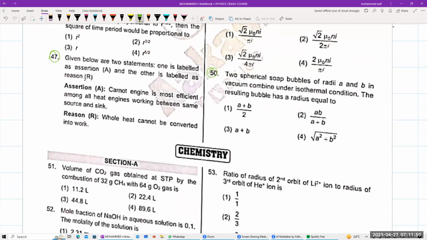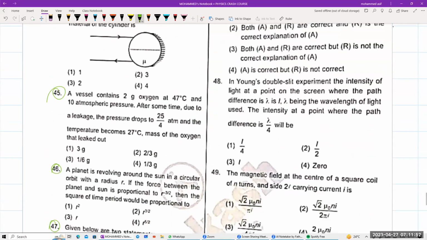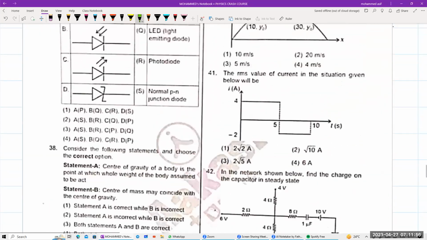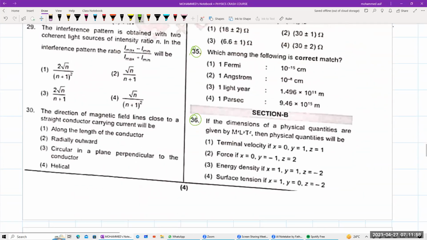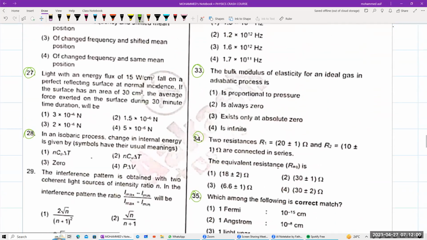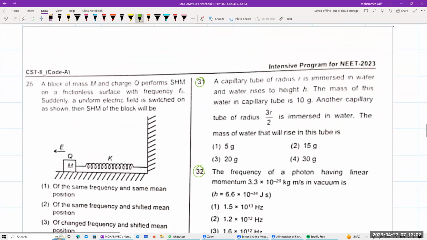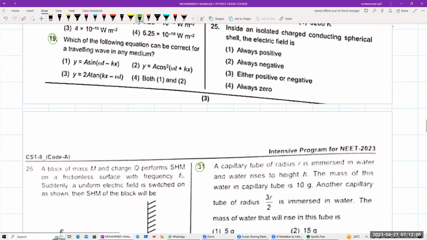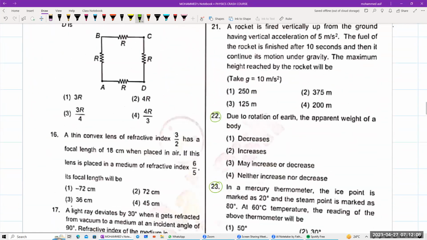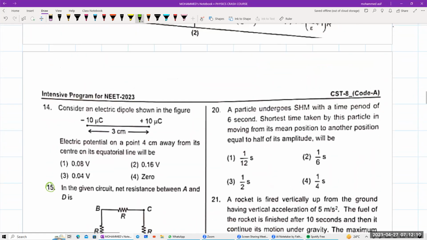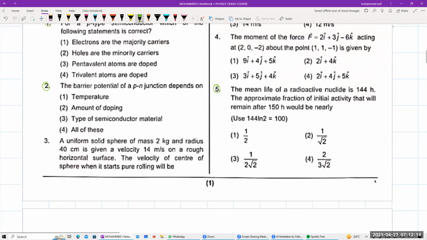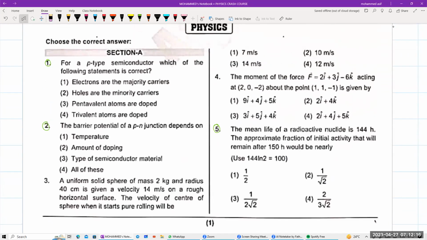So how many questions do we have to do now? 1, 2, 3, 4, 5, 6, 7, 8, 9, 10, 11, 12, 13, 14, 15, 16, 17, 18, 19, 20, 21, 22, 23.